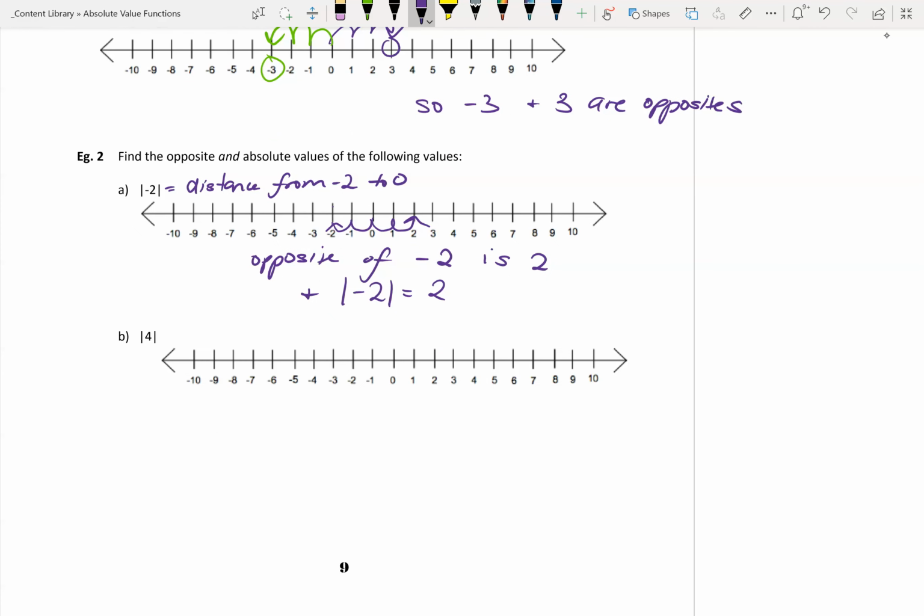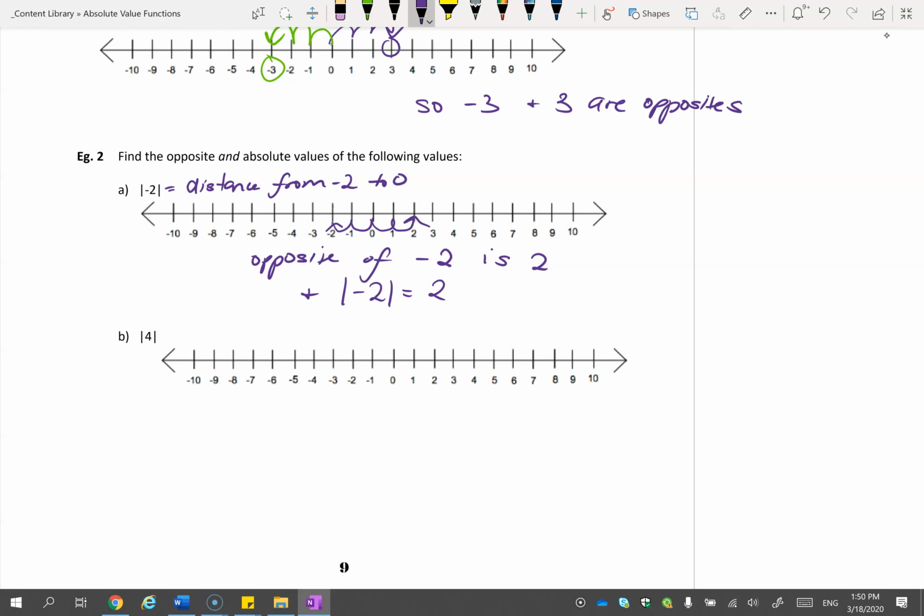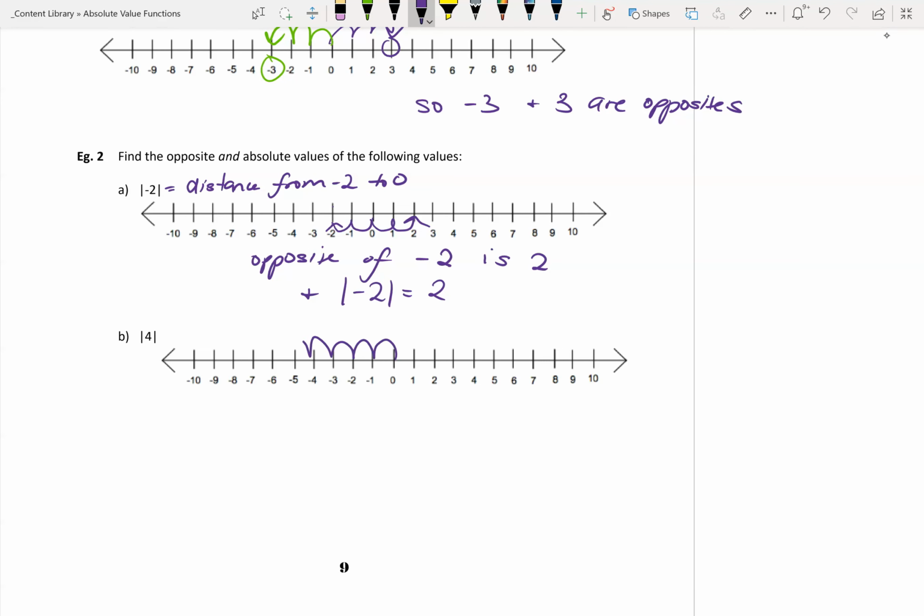Lastly, the opposite of 4 is going to be -4, because it shares the same distance away from 0. So the opposite of 4 is -4, and the absolute value of 4 is the distance away from 4 to 0, and that's the distance of 4.